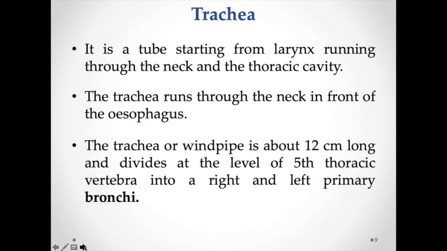into the larynx. Trachea. It is a tube starting from the larynx, running through the neck and the thoracic cavity. The trachea runs through the neck in front of the esophagus. It is about 12 centimeters long, and it divides at the fifth thoracic vertebra into the right and left bronchi.